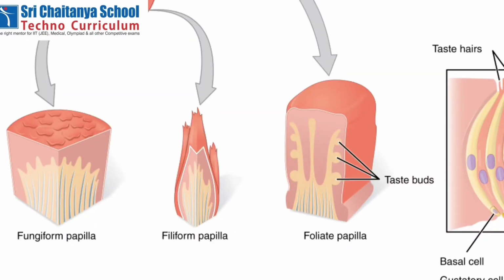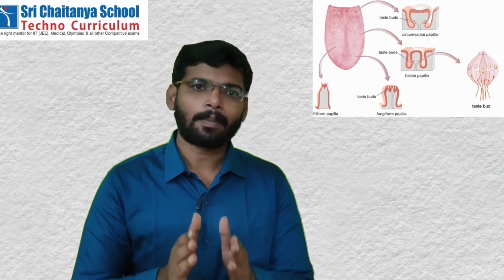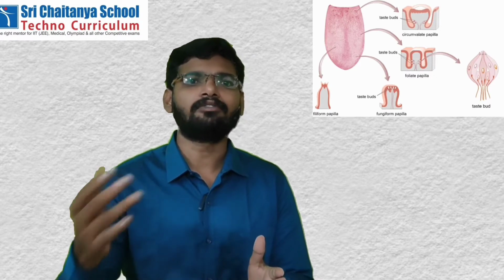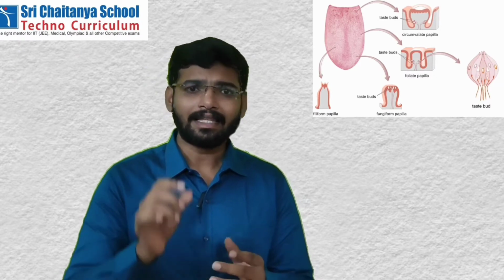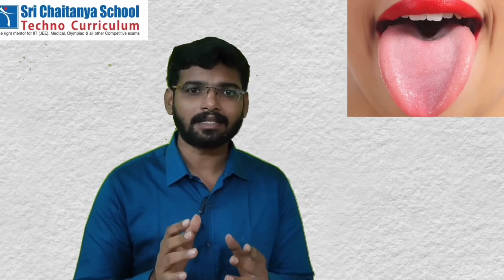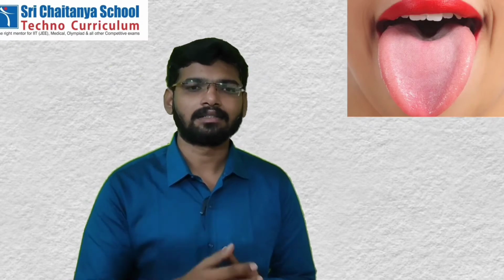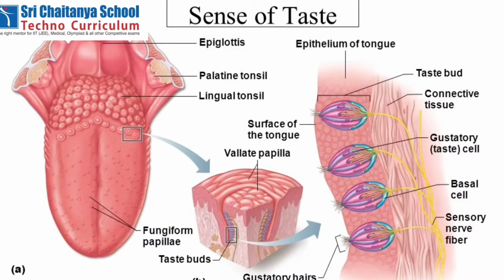Next one, fungiform papillae. These look like a fungus shape, having round-headed papillae. These are present less in number than filiform papillae. Usually these fungiform papillae are present at the tip of the tongue. Tip of the tongue means the anterior part of the tongue has a numerous number of fungiform papillae. These fungiform papillae have 4 to 5 taste buds. These taste buds help to recognize the taste.